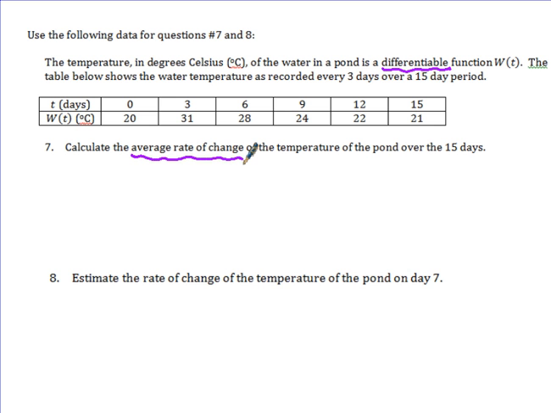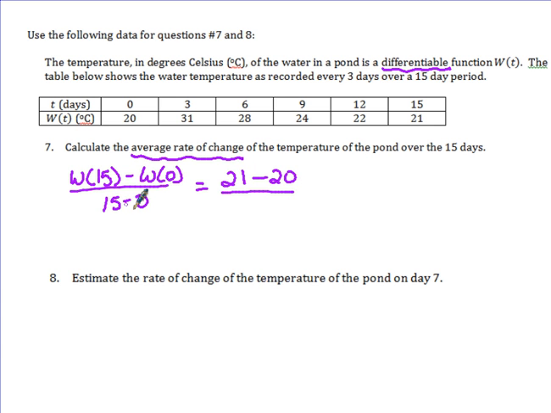Now when we see average rate of change, I really want us to immediately start thinking this formula. W of 15 minus W of 0 over 15 minus 0. Again, it is slope formula using function notation. And I'm just going to substitute in values from the table. W of 15 was equal to 21. W of 0 was 20. And 15 minus 0 is 15. And if we do that math, we get 1/15 degrees Celsius per day.